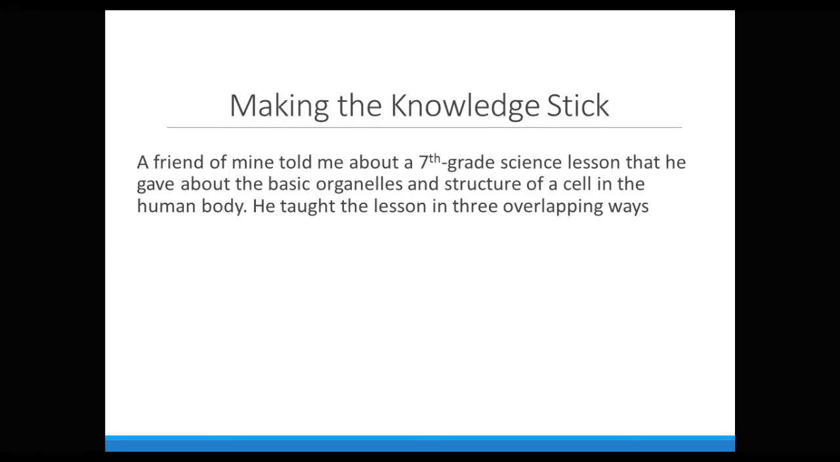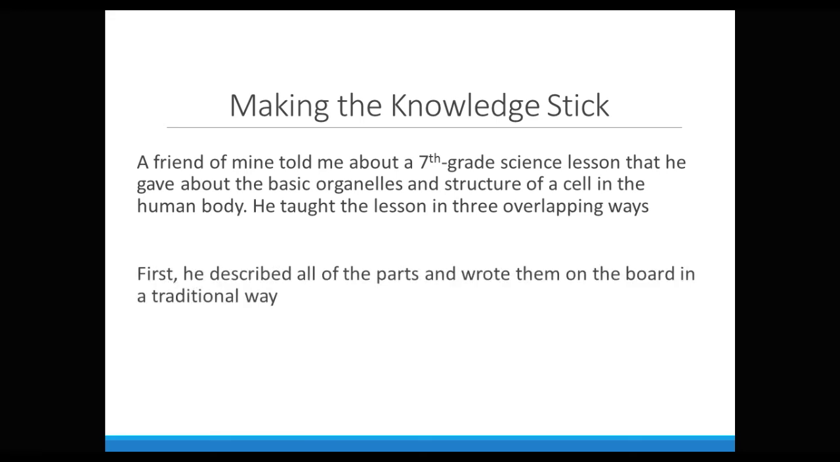So a good example is a friend of mine told me about a 7th grade science lesson that he gave about the basic organelles and structure of a cell in the human body. And he taught this lesson in 3 overlapping ways. So let's look at those. First, he described all of the parts of the cell and wrote them on the board in a traditional way, cell wall, mitochondria, cytoplasm, all those, which is a standard lesson on the board.